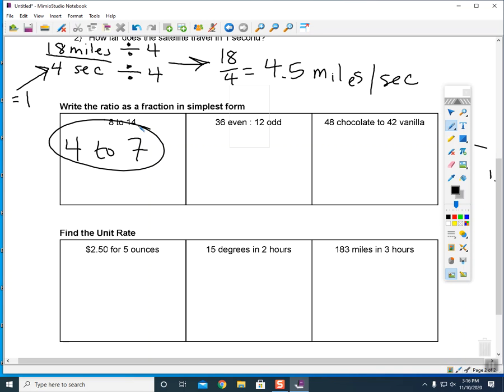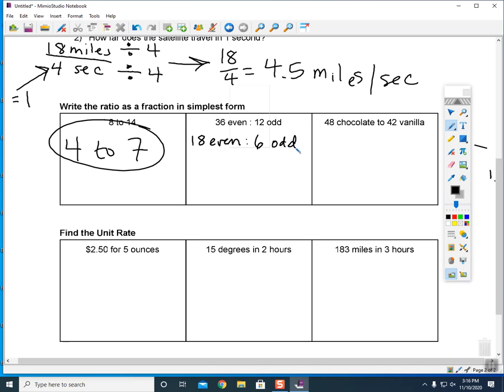So then my next one, 36 even to 12 odd. Well, I'm looking at that, and I know 2 goes into both of those for sure, right? So 2 goes into 36 18 times. So I would have 18 evens. 2 goes into 12 6 times. So I would have 18 even, 6 odd.